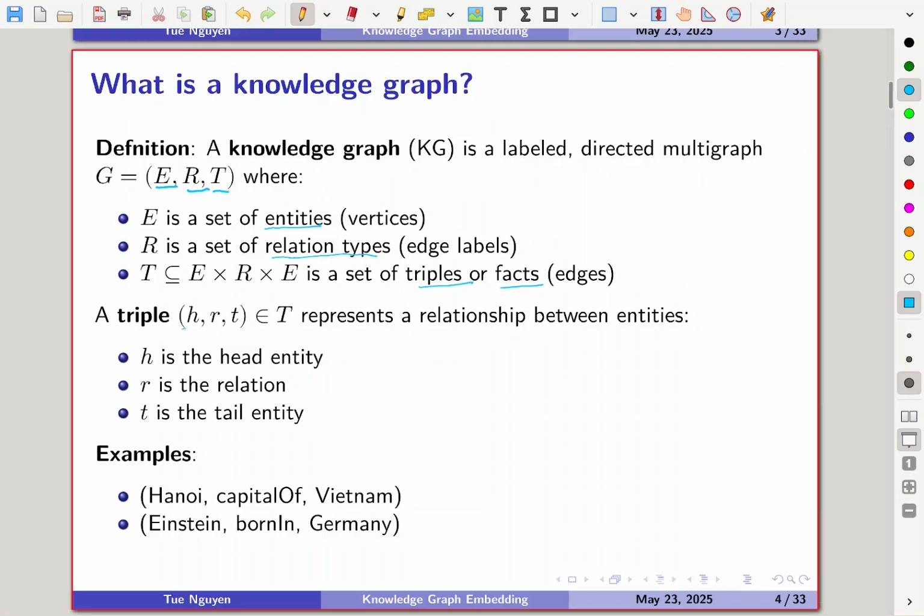So for example, a triple (h, r, t) represents a relationship between entities. h represents the head entity, r represents the relation, and t represents the tail entity. You can see two examples here, like for example, Hanoi, capital of, Vietnam. So here, Hanoi is the head entity, Vietnam is the tail entity, and these two entities are related by the relation capital of. And the second example is Einstein, born in, Germany, and we have the same logic. Head is a person, tail is a country, and relation is born in.